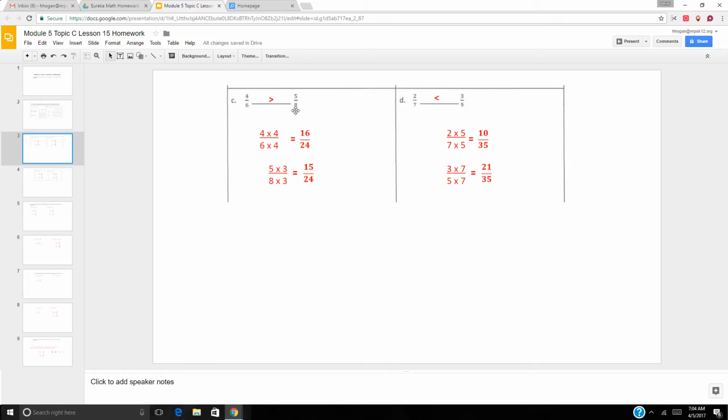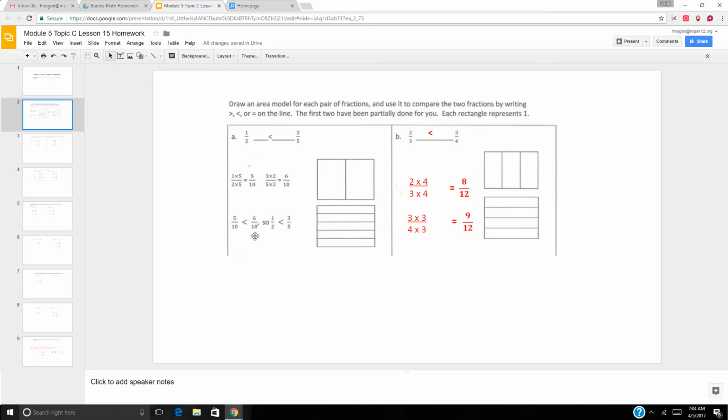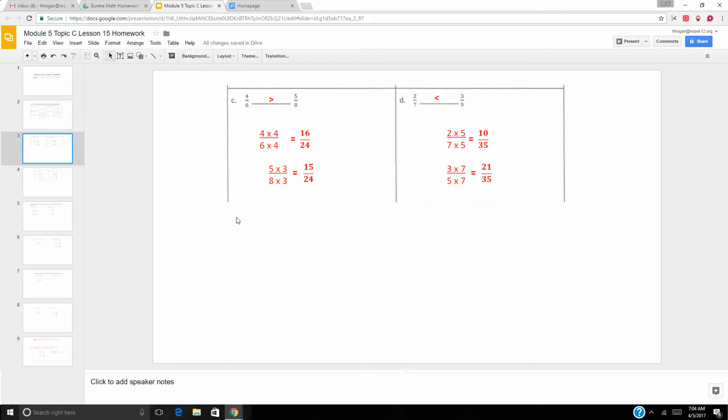We have 4/6 and 5/8. I know that if I do the multiples of 6 and the multiples of 8, they both have 24. 6 times 4 is 24. So we do 4/6 times 4, which is 16/24. And 5/8 we multiply by 3, which is 15/24. And again, this is where you don't copy me, but you look back at your problem set. It should say 16/24 is greater than 15/24, so 4/6 is greater than 5/8.